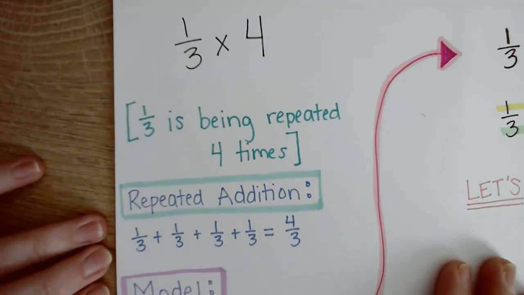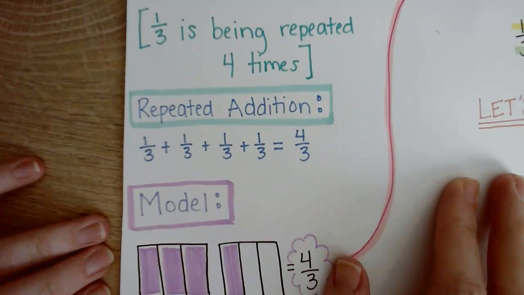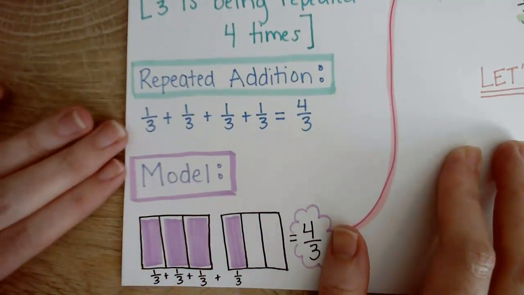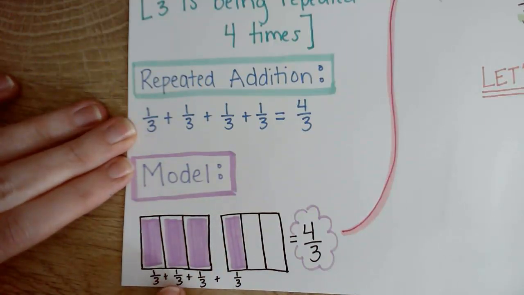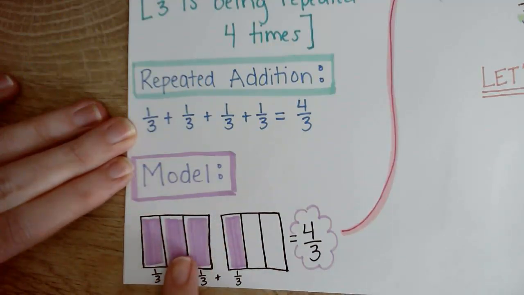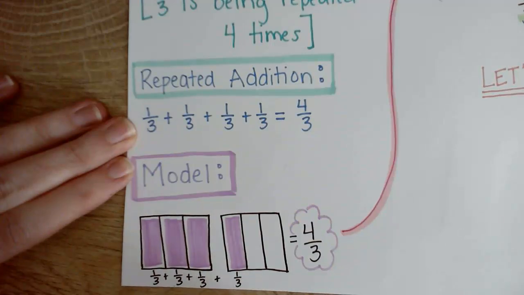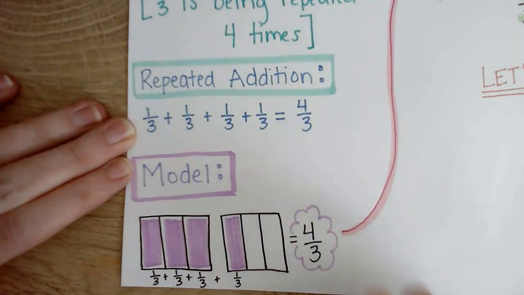Okay. Now, if we wanted to show this in a model form, I could show this with my fraction bars. It's being broken into thirds. Here I see 1/3 plus 1/3 plus 1/3, which essentially makes up one whole. And then I have that 4th third where I needed that second model. So we can see again, 4 separate pieces of 1/3 being put together for a total of 4/3.